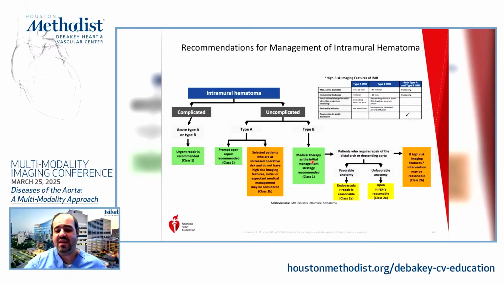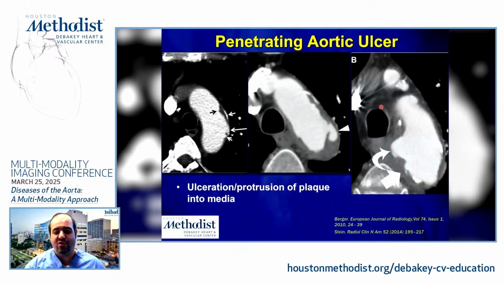But if there are any high-risk features, then we can consider doing an intervention. So what are some of the high-risk features? If the aorta is more than 45 in the type A or more than 47 in the type B, if the hematoma thickness is getting thicker, more than 10 or 13 millimeters, if there's any focal intimal disruption with ulcer-like projections, and if there is any pericardial effusion. These are some of the things that we would need to report on whenever we see those intramural hematomas.